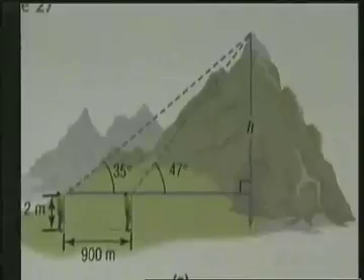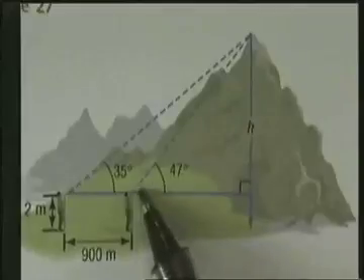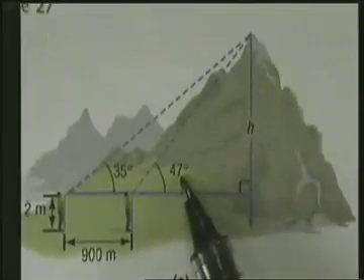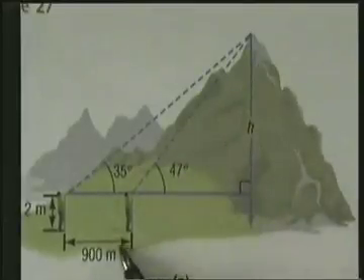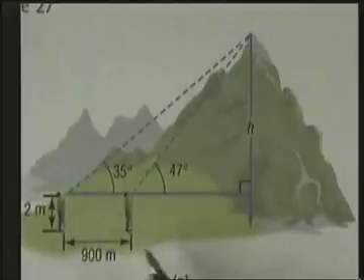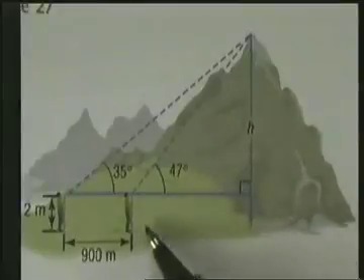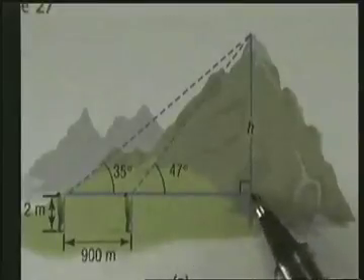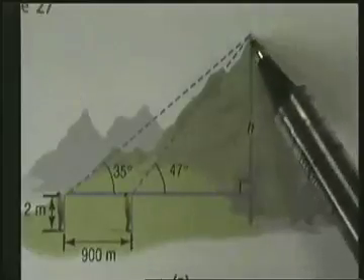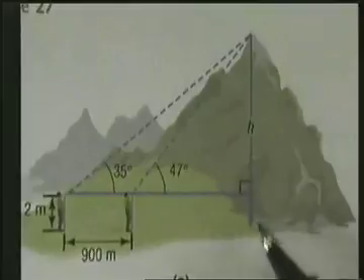To help visualize the problem, we've drawn the figure here. Here's the guy standing from the mountain and has an angle of elevation to the height of the mountain at 47 degrees. He's pulled 900 meters back and gets an angle of elevation of 35 degrees. Because the transit is 2 meters off of the ground, the height of the mountain is going to be the length of this side of the triangle plus 2 meters.